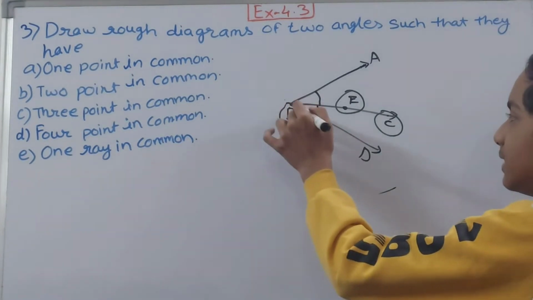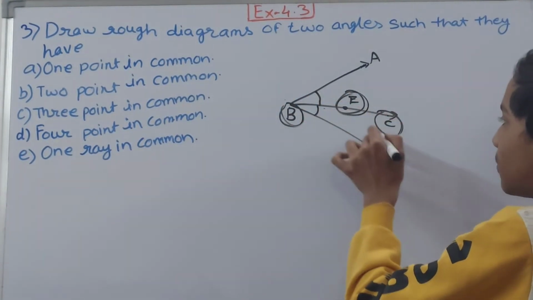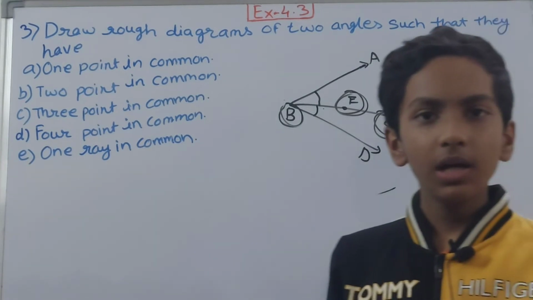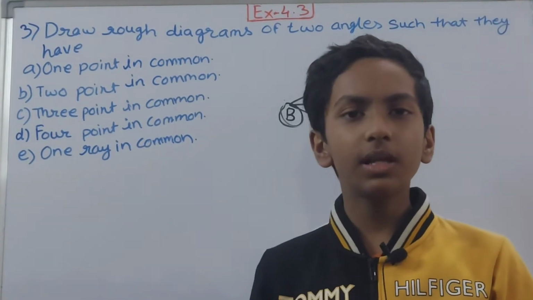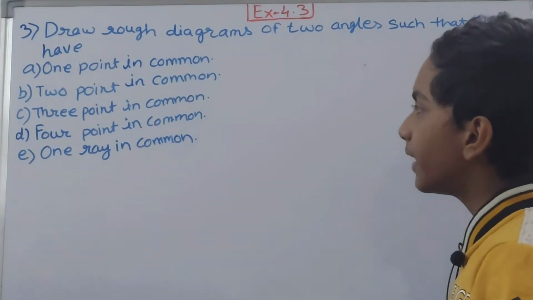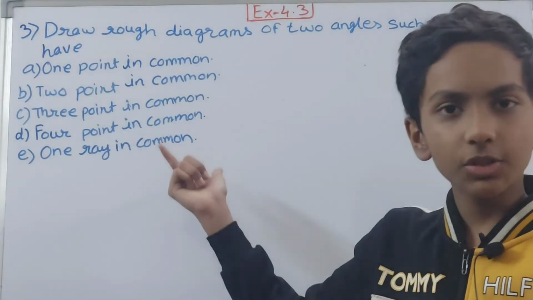That you can see, this point and this point, all three are what? Common in both of these angles, right? Now let us solve the next part. Next part we have here is 4 points in common.